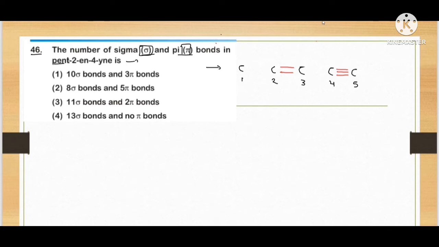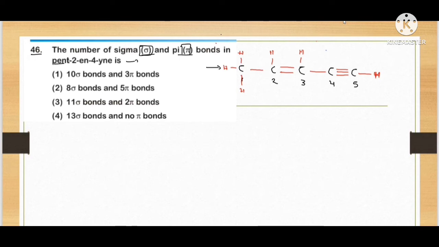Now let us satisfy the valence of carbon with hydrogens. Here a single bond, here the carbon contains one hydrogen, here the carbon contains one hydrogen, and there is a single bond, and the last carbon contains one hydrogen. This is the structure of pent-2-ene-4-yne.